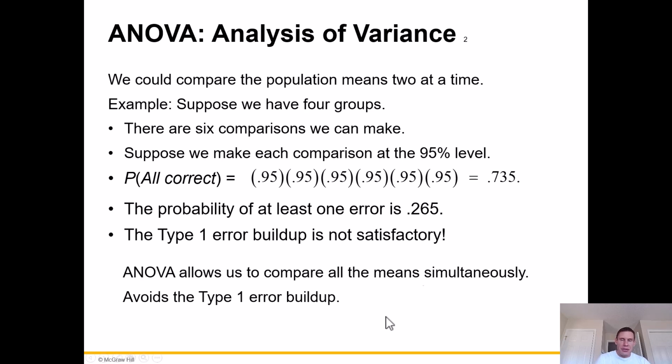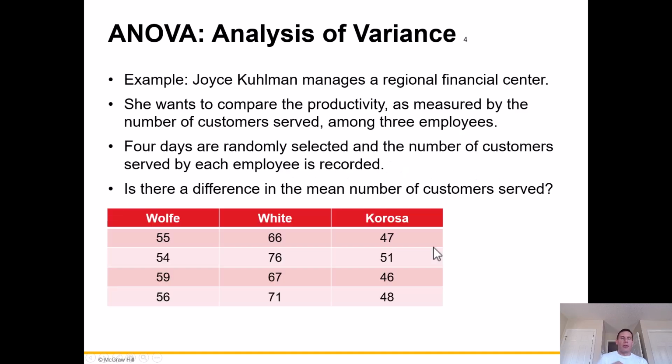So ANOVA allows us to compare all the means simultaneously, and that also avoids this problem of type 1 error buildup. So let's take a look at a quick example. Joyce Coleman manages a regional financial center. She wants to compare the productivity, as measured by the number of customers served, among three employees. You can see them here: Wolf, White, and Carosa. 4 days are randomly selected, and the number of customers served by each employee is recorded. So the question is, is there a difference in the mean number of customers served?